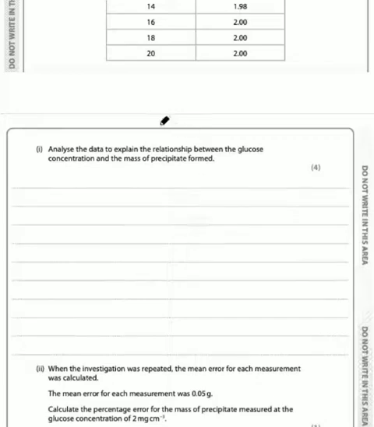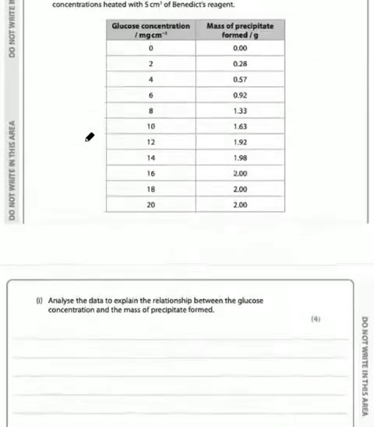Okay, so whenever you get an analyze and explain data, what that basically means is state what you see and tell me why that happens. And so because it's 4 marks, you're going to have to give 2 points that you see here, and you're going to have to explain why those 2 points occur. And so when we had a glance, you could automatically see that when we increase the concentration, we're going to increase the precipitate, point number 1, and until we reach 16, and the mass formed is going to be the same. And so those are your 2 points. But now we have to explain them. And so it's nothing that you would have not learnt in class.